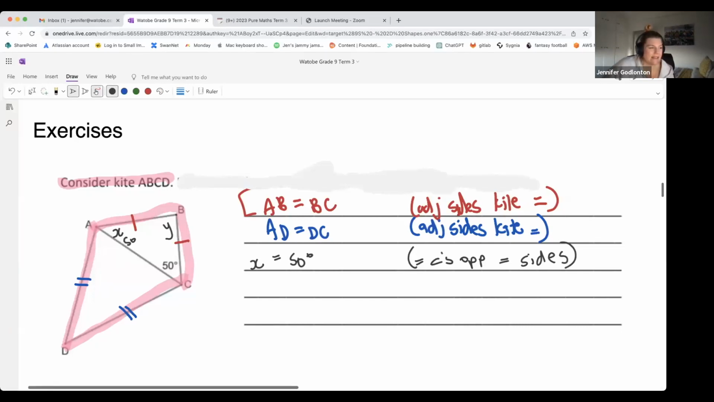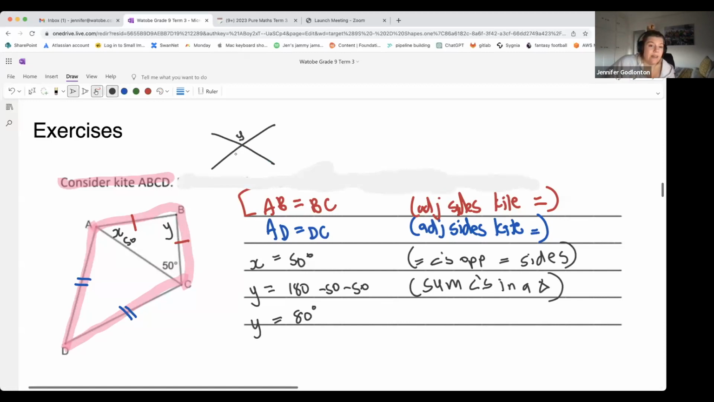Nice. Okay, so Y is going to be equal to 180 degrees minus 50, because of sum of angles in a triangle, which means Y is equal to 80 degrees. Can we say vertically opposite angles? You can't. You can only say vertically opposite angles if there's an X. Like if that was 97 degrees, you could say Y is equal to 97 because of vertically opposite, because there's that X, but we don't have that X.